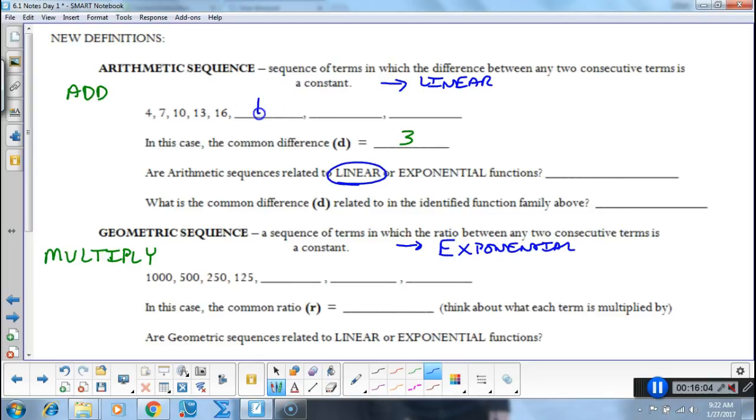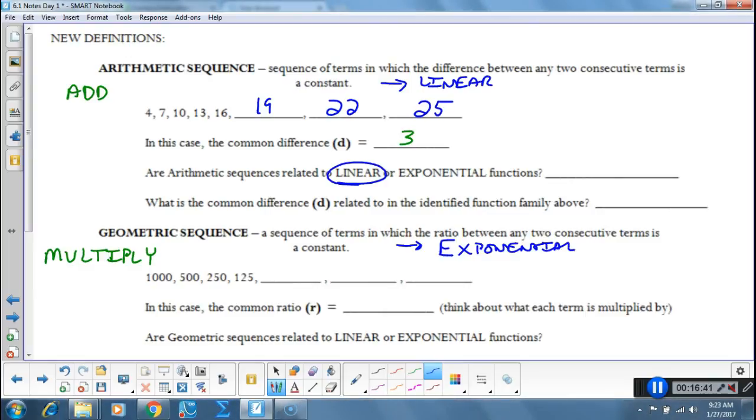Yep. 19 would come next because 16 plus 3 is 19. 22 would come next because 19 plus 3 is 22. 25 would be the last. Okay? I'm trying to figure out what I wanted to say there with that last one. Oh, okay. So, the function family, it's linear, right? So then, what do we call that part of the common difference? In a line, it would be the slope of the line. Yep.